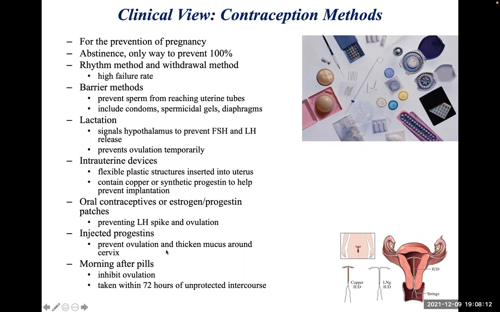And then the morning after pill, again, makes the uterus an inhospitable environment. It can help to inhibit ovulation, and even if ovulation has taken place, it prevents implantation.